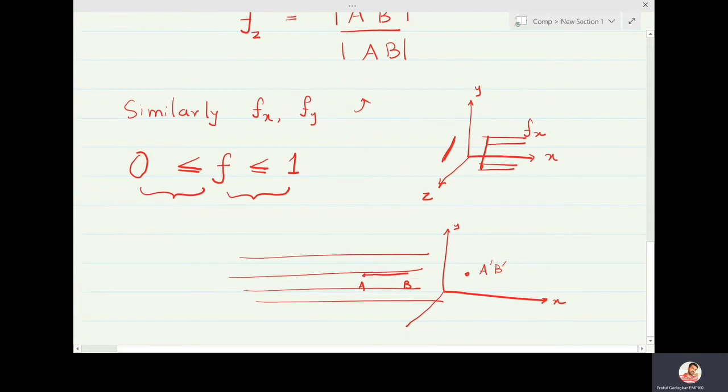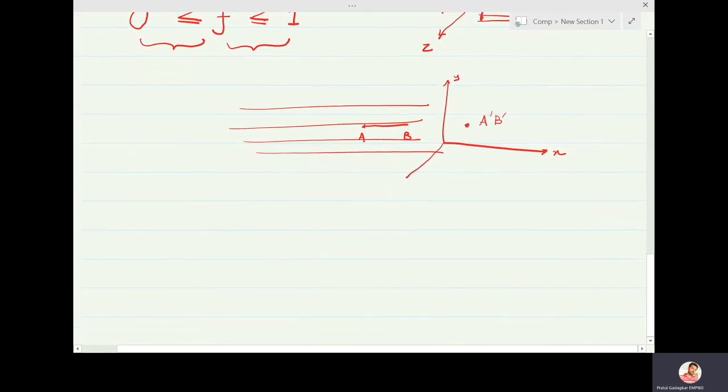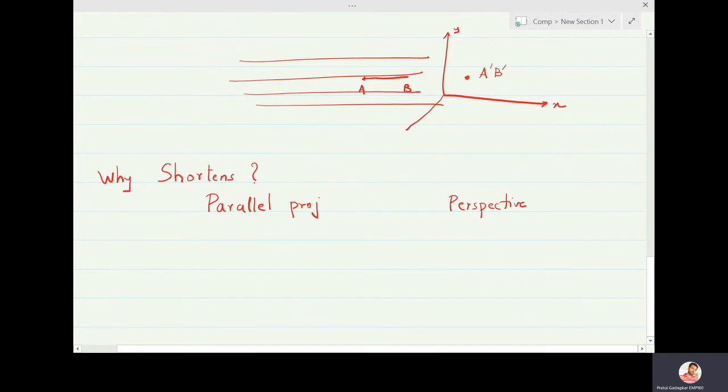Okay, now the question that one should really ask is: when I'm using axonometric projection, why does the image always shorten in length? It is clear what type of projections we are studying, right? We are studying parallel projections. And what is the other type of projection? The other type is perspective projection, which I have explained in my previous lecture.